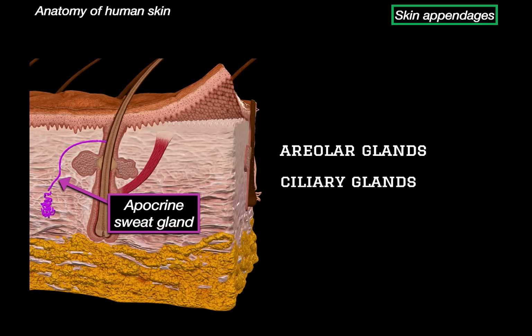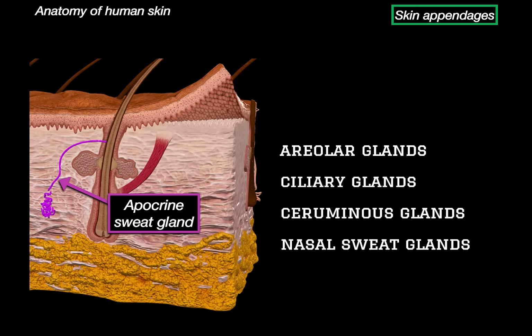Inflammation of these can produce a stye. In the external acoustic meatus, you have ceruminous glands that produce cerumen, or earwax, which protects the canal. In the nasal vestibule, there are small nasal sweat glands. All of these variations are adapted to the needs of a particular region.